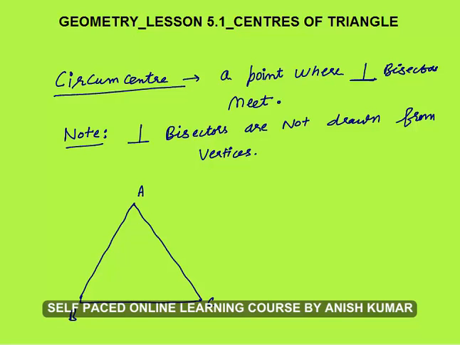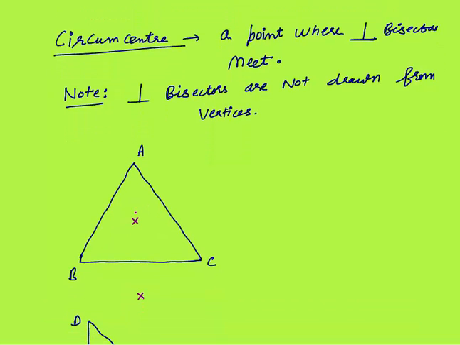Now, a very important thing to observe is that perpendicular bisectors are not drawn from the vertices. How are they made? Let me show you. This BC is a side. These perpendicular bisectors are drawn by compass. This you can make. This is a perpendicular as well as a bisector. They are not drawn from vertices.